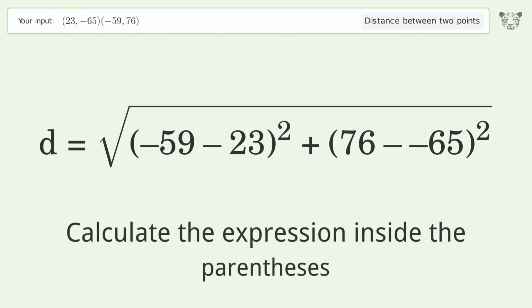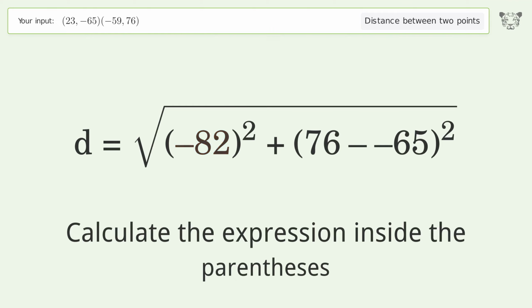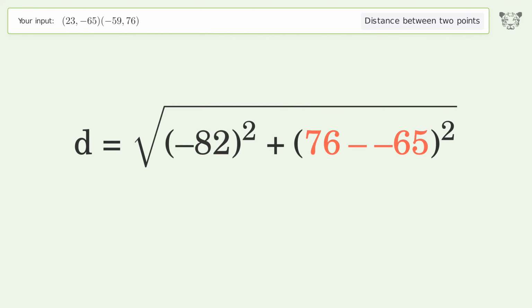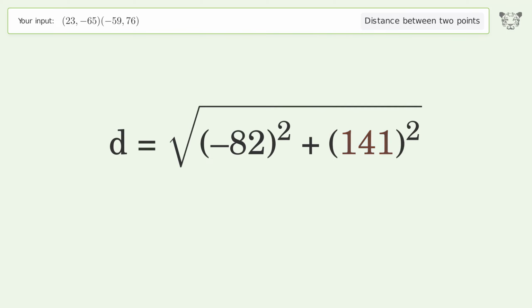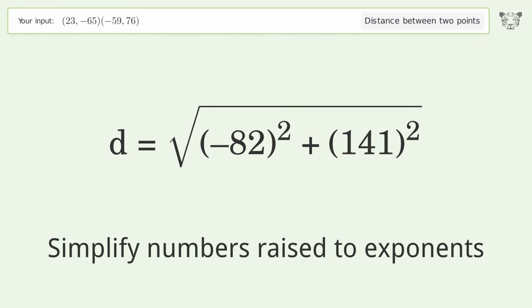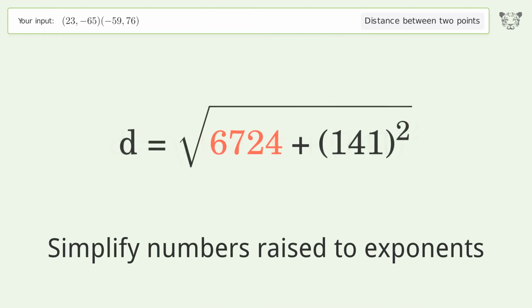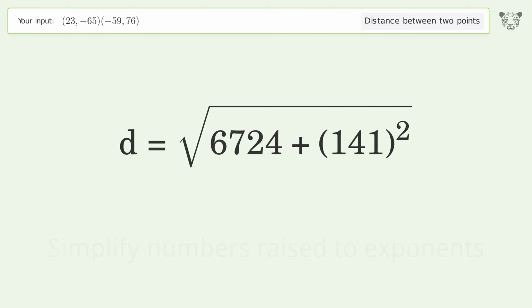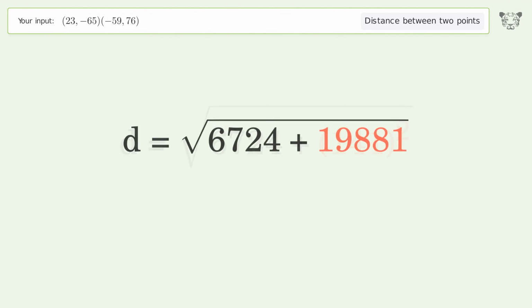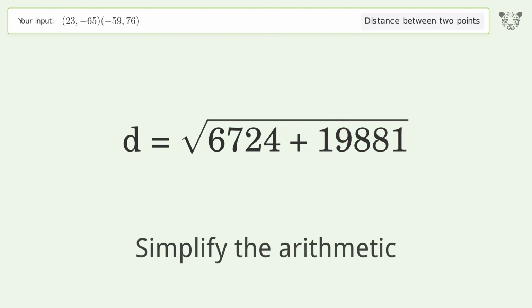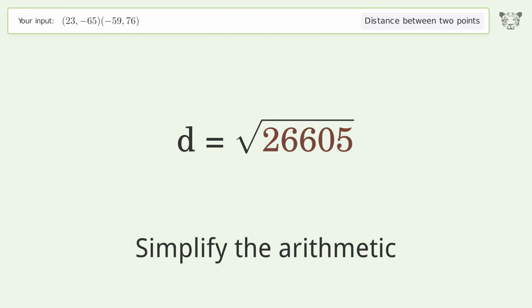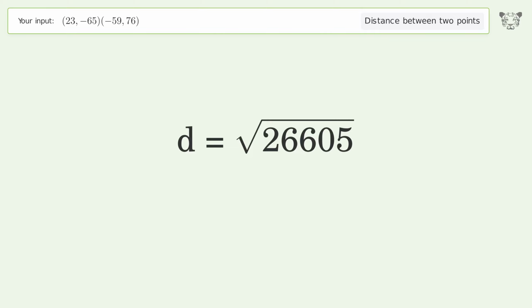Calculate the expression inside the parentheses. Simplify numbers raised to exponents. Simplify the arithmetic. And so the distance between the 2 points is the square root of 26,605, or 163.11.